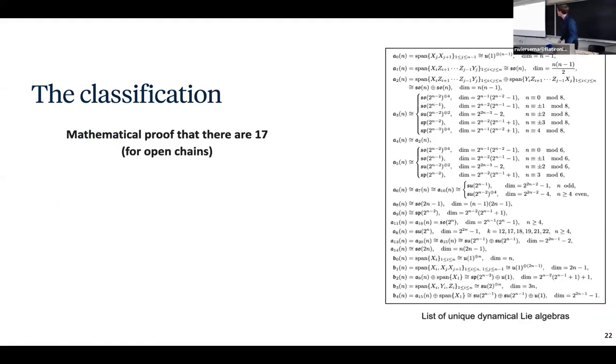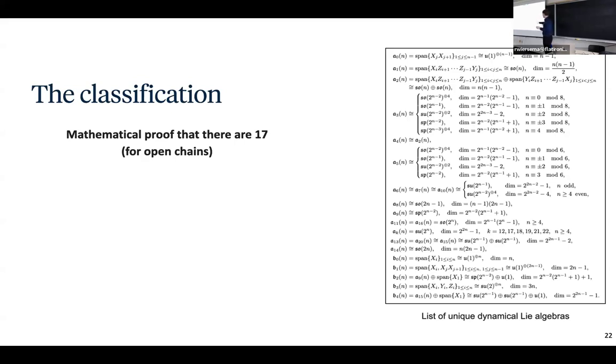And then what you end up with is this list, which I think is kind of nice because it's basically a proof that there are 17 unique dynamical Lie algebras for open chains. And then, I mean, there are 2 other tables for the periodic one and the permutation invariant one, but I just wanted to show you this one. So yeah, they're enumerated. And for some of them, you can see that depending on if they're even or odd, or maybe they're cycles of 3 or of 6, of 8, you end up getting different types of algebras.